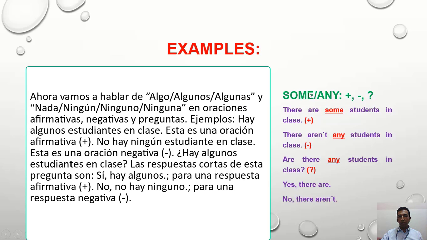Now we have some and any for positive and negative and questions. There are some students in class, positive. There aren't any students in the class, negative. Are there any students in class? Here we have the answers. Yes, there are for positive. No, there aren't for negative.